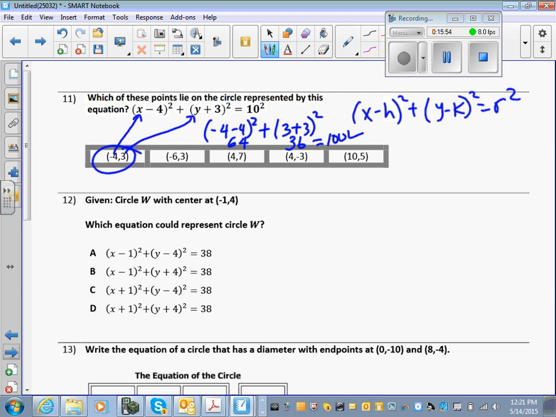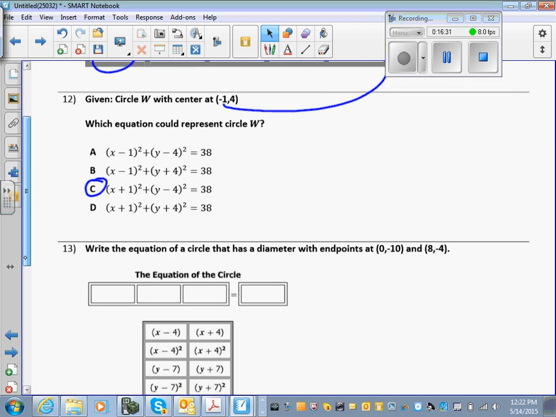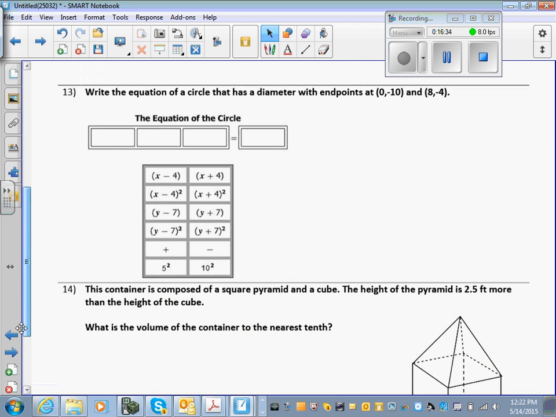Number 12, given circle W with center -1 and +4, which is the equation represented. So since it's -4, if I put -4 here, the two negatives make it plus, and then I replace this by just 4. So you have to make sure you're picking x plus, this is 1 and this is 4. So it's going to be x plus 1 and y minus 4. X plus 1, y minus 4 is what you have to pick. And since they give you all types of different choices, make sure you take your time when you do this problem.